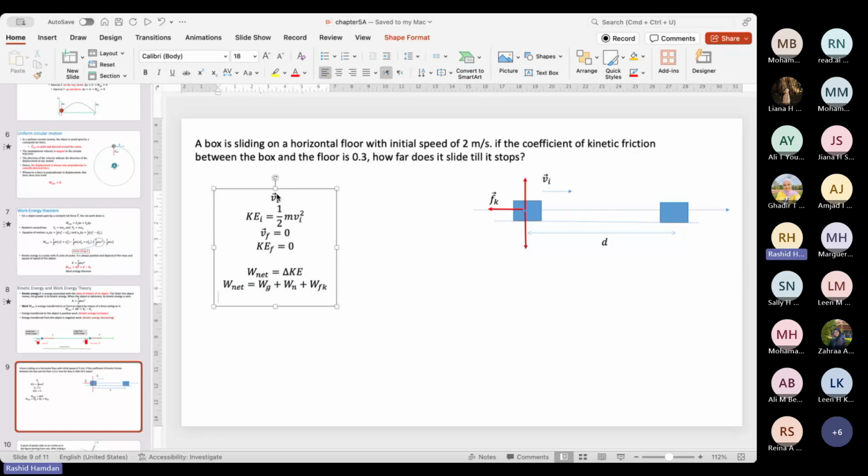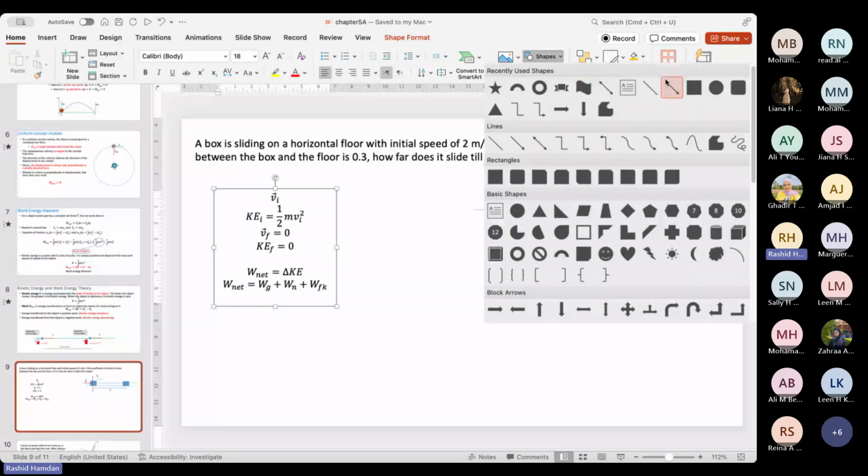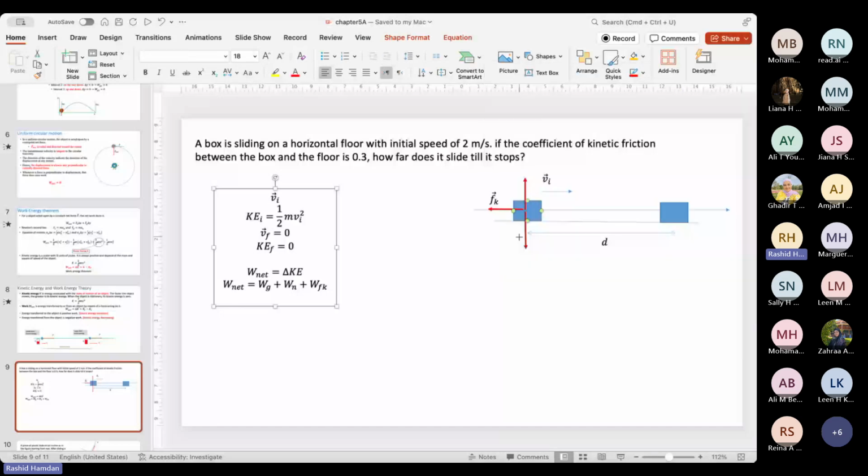So now the gravitational force and normal reaction are vertical. They are on the y-axis. Let's draw the y-axis here. So I'm going to choose the x-axis in the direction of the displacement. So I only have displacement on the x-axis.